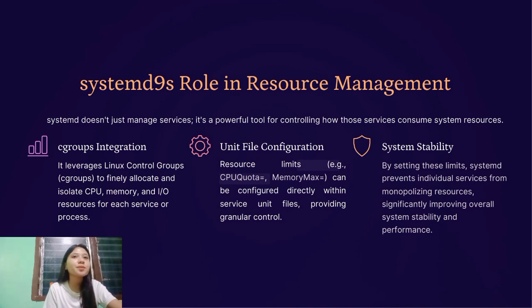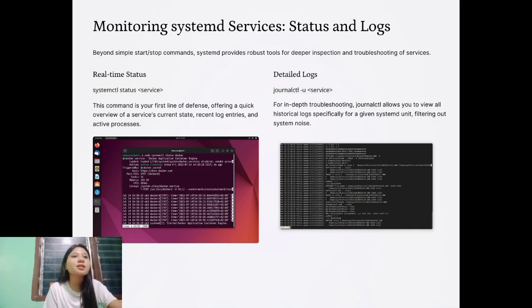In monitoring systemd services, the status and logs: beyond simple start or stop commands, systemd provides robust tools for deeper inspection and troubleshooting of services. In real-time status, use the command systemctl status service. This command is your first line of defense, offering a quick overview of a service's current state, recent log entries, and active processes. In detailed logs, use the command journalctl -u service.